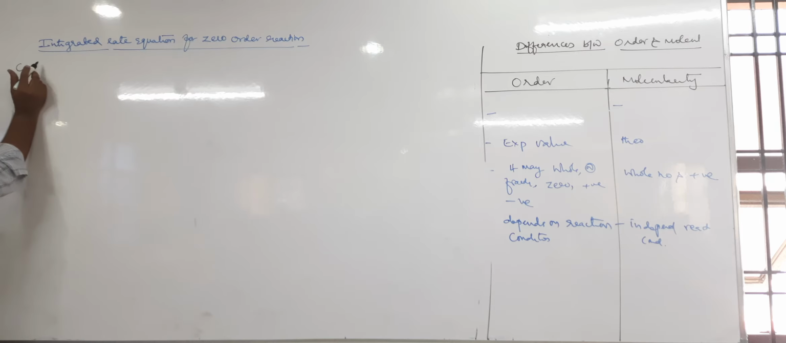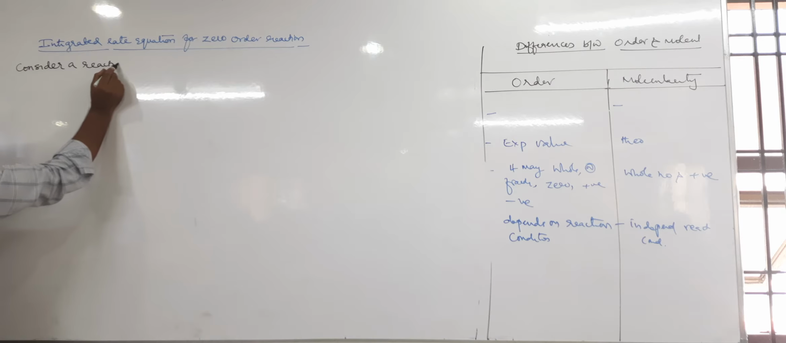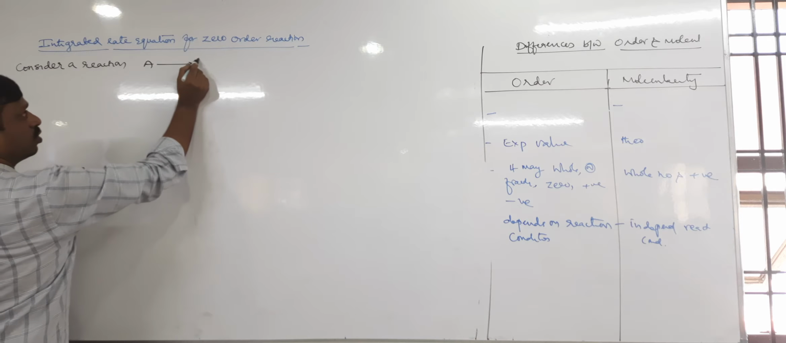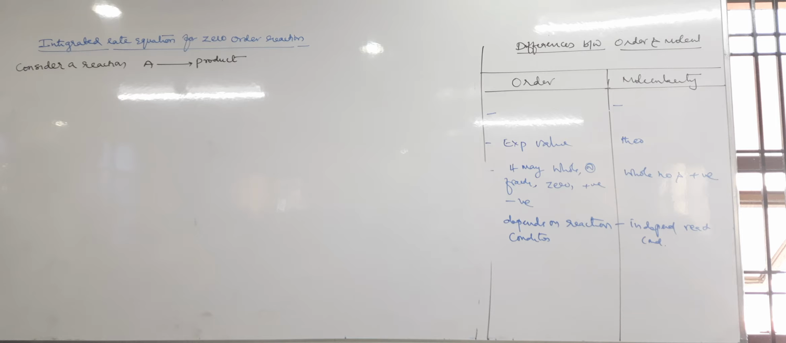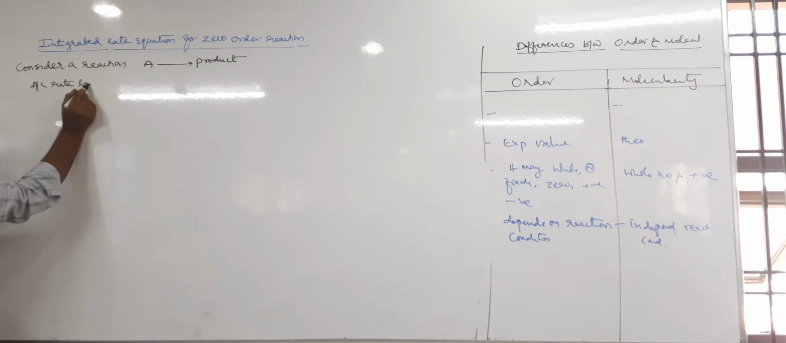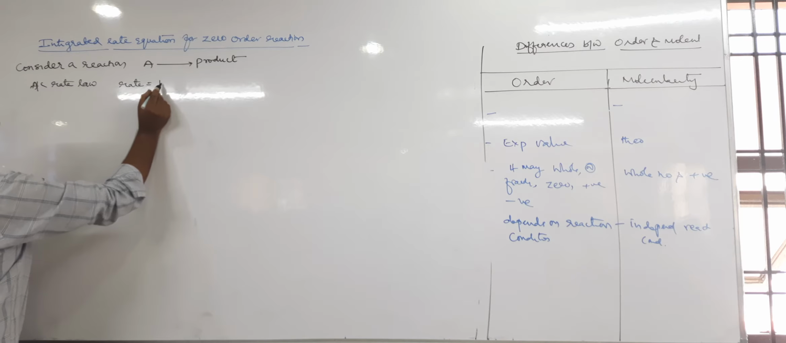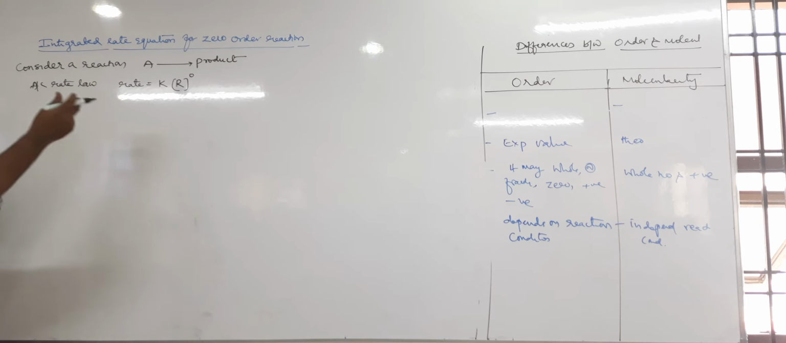Consider a reaction: A gives rise to product. Tell me, according to the rate law, can we write rate equals K into R, the molar concentration of reactant, power 0, where R is the molar concentration of reactant, R is a reactant, P is a product, no?